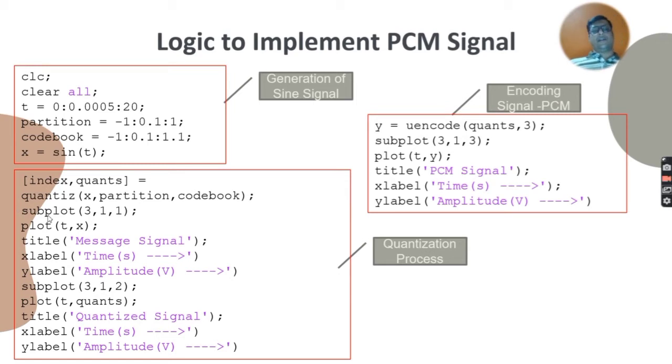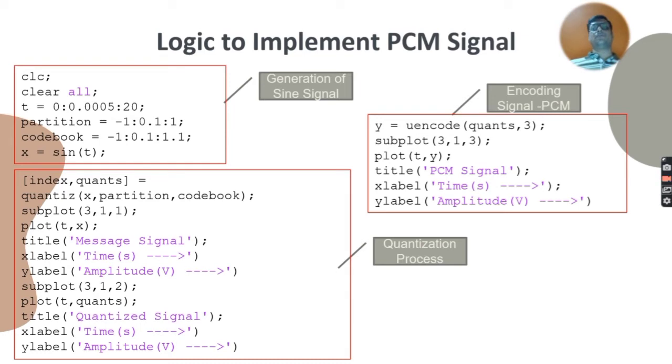Then we have to plot it. As we know, we need to plot the signal. First we will plot the sinusoid signal, then the quantized signal, then the PCM signal and encoded values. So first subplot 3 comma 1 comma 1, plot t comma x, that means the sine signal will be plotted. Title it message signal, x label is the time period, y label is the amplitude. Then subplot 3 comma 1 comma 2, the second position, in which we are going to plot the quantized signal.